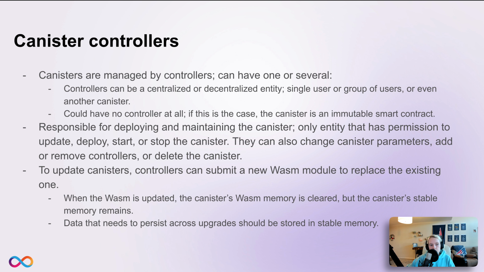So a canister's controller can be a centralized or decentralized entity. It can be a single user or a group of users, or a canister's controller can even be another canister. Now, it's also possible that canisters can have no controller at all. And if this is the case, the canister is then an immutable smart contract. Since controllers are responsible for deploying and maintaining the canister, if a canister doesn't have a controller, it can't be updated or maintained, so that makes it an immutable version of a smart contract.